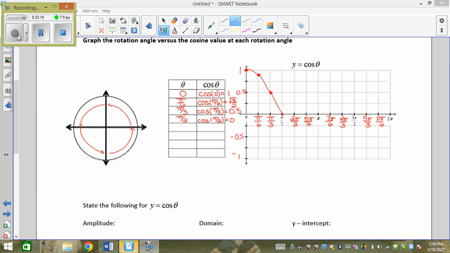So if we do cos of 2 pi over 3, I know it's an x value, but I don't really care. It is a y value because when you plug in 2 pi over 3 for cos, you get a y. It just happens to be an x on the unit circle. So cos of 2 pi over 3 is negative 0.5. Then we have 5 pi over 6. Cos of 5 pi over 6 equals negative root 3 over 2, which is negative 0.866. Then at pi, cos is negative 1.